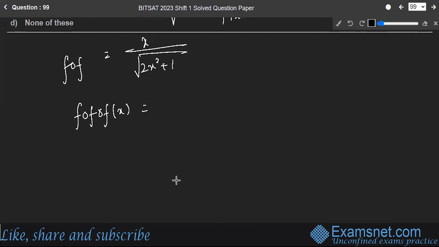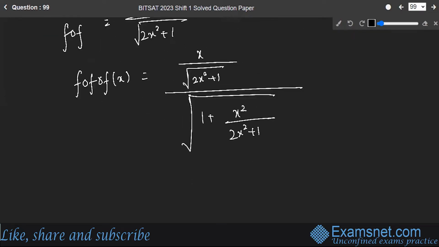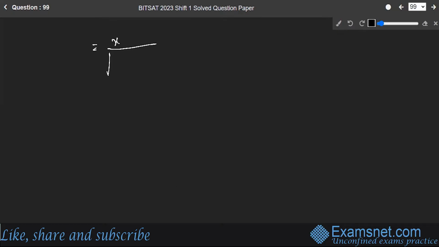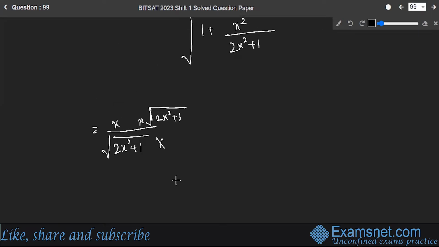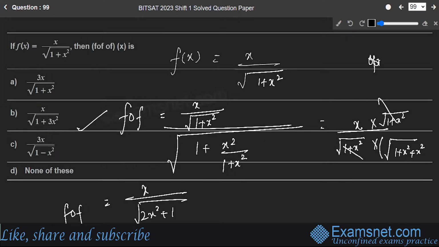Now f of f of x will be given by x upon root of 2x squared plus 1, divided by root of 1 plus x squared upon 2x squared plus 1. Now again solving it, this will be x upon root of 2x squared plus 1, multiplied by root of 2x squared plus 1, and then here multiplied by 2x squared plus 1 plus x squared. These two things will cancel and you will have x upon 1 plus 3x squared. So this is the answer to the question and option B is the right answer.